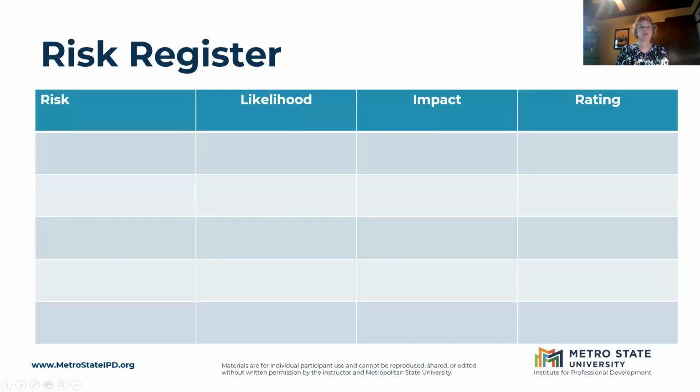Ta-da, here is the risk register. You've got a column for the risk that you identify. You've got the likelihood that that risk is going to happen. You've got the impact that that risk would have. And then you do some math and you come up with a risk rating. So the risk register itself clearly is pretty simplistic. But here's what it can all do for you.